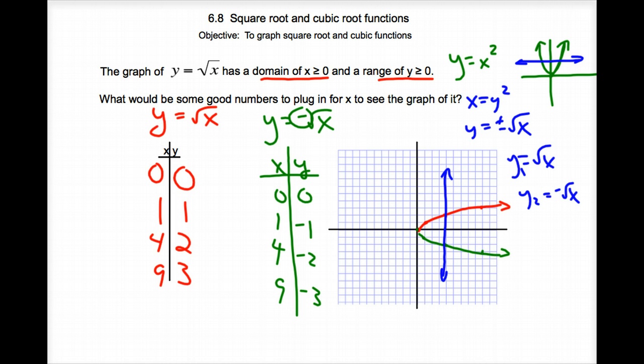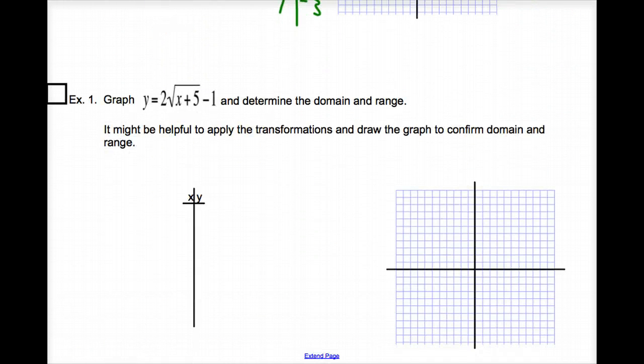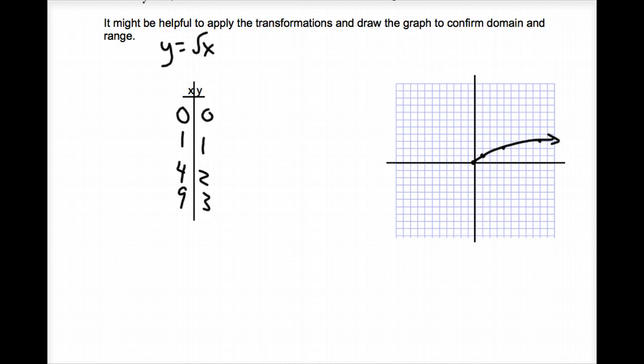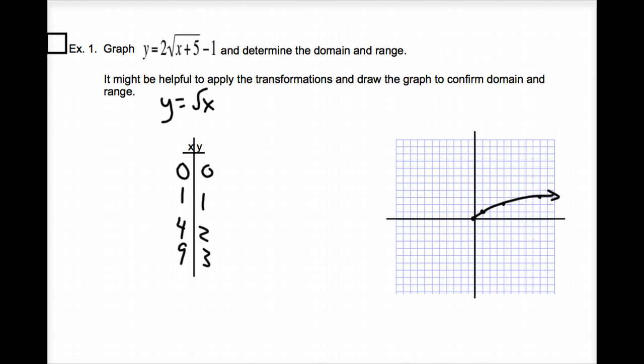Okay, well, what do you do if you've got some transformations? If you have some transformations, we're going to go ahead and just start with that same parent function, y equals square root x. We're going to use the same numbers, 0, 1, 4, 9, 0, 1, 2, 3. We want you to go ahead and graph that parent function every time. Just like that. But then we're going to make our adjustments by looking at the numbers up here and thinking transformationally. We've got a 2 up here, we got a 5, and we got this minus 1.